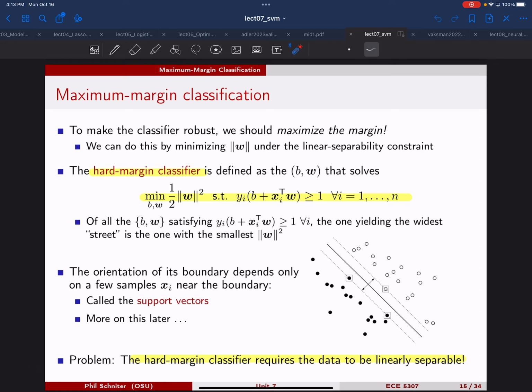And we said that the limitation of this is that it requires the data to be linearly separable, which is not something that happens usually in practice. In practice, typically, the data sets are not linearly separable. So if you tried to use this, it would basically say, there's no solution, that's it. So that's not a very good approach.